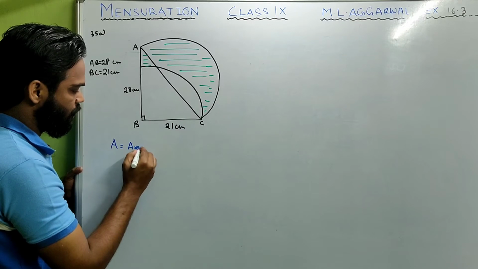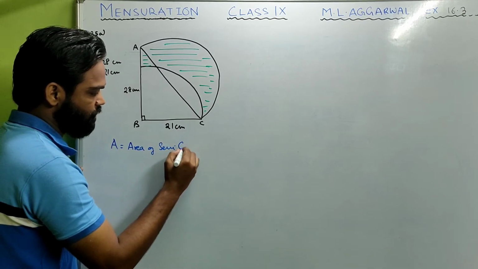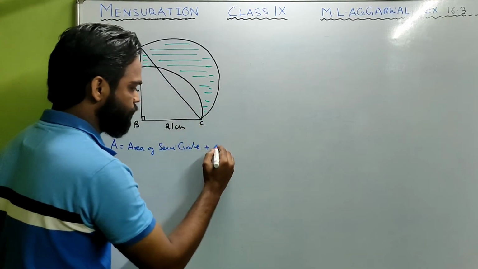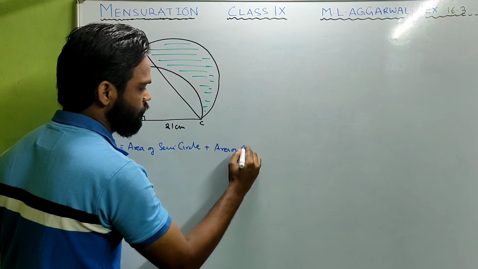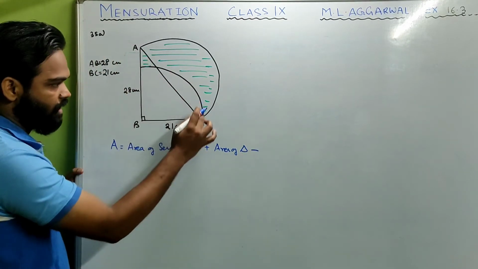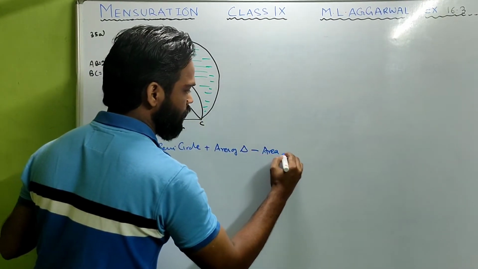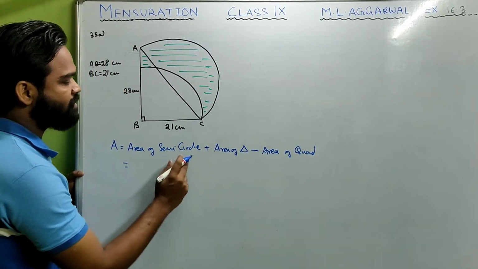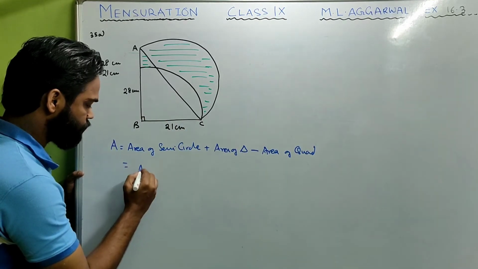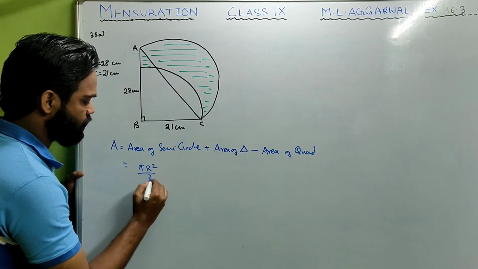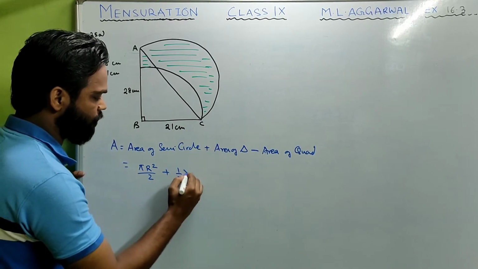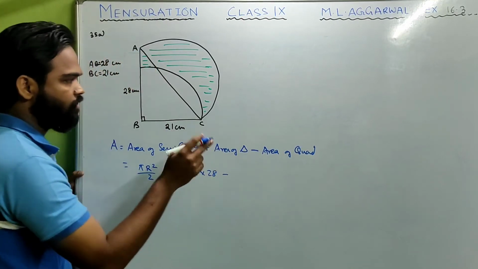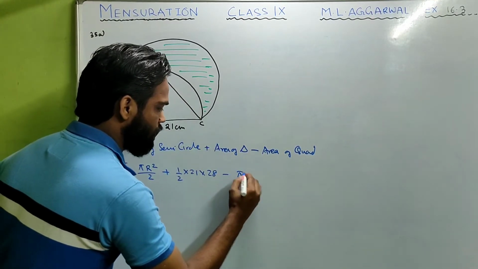Look carefully. Area of semicircle plus area of triangle minus area of quadrant, isn't it? I'll just give the hint, you can do it on your own. Area of the semicircle is pi r square by 2, plus area of the triangle, which is half multiplied by base multiplied by height, minus area of the quadrant, which is pi r square by 4.